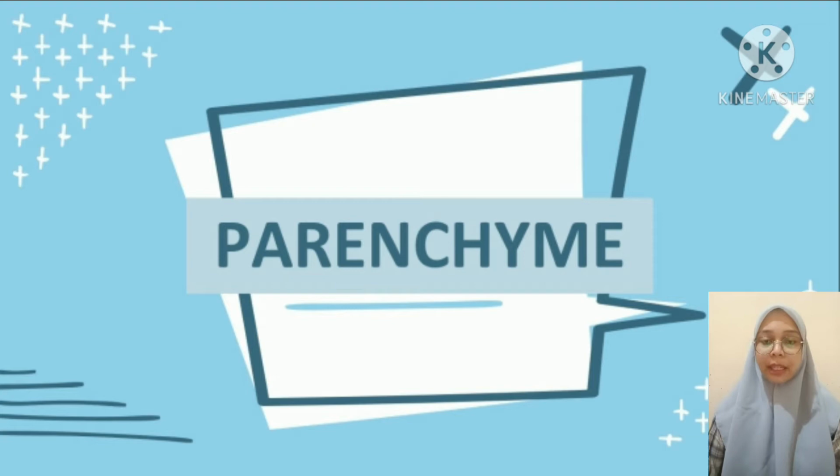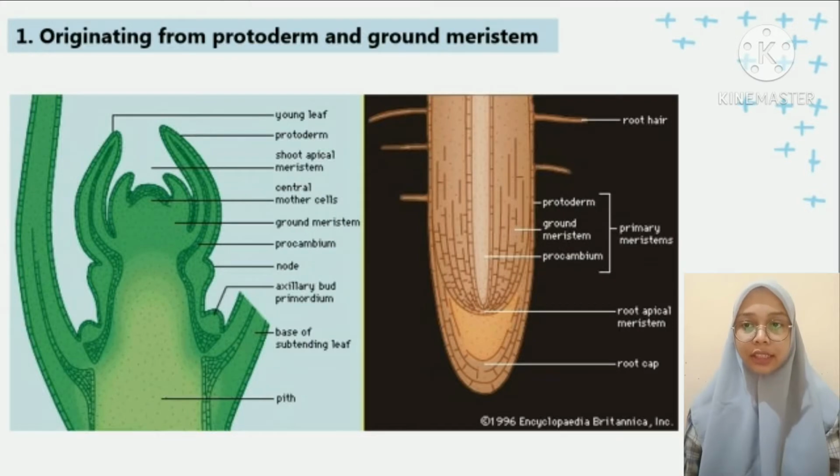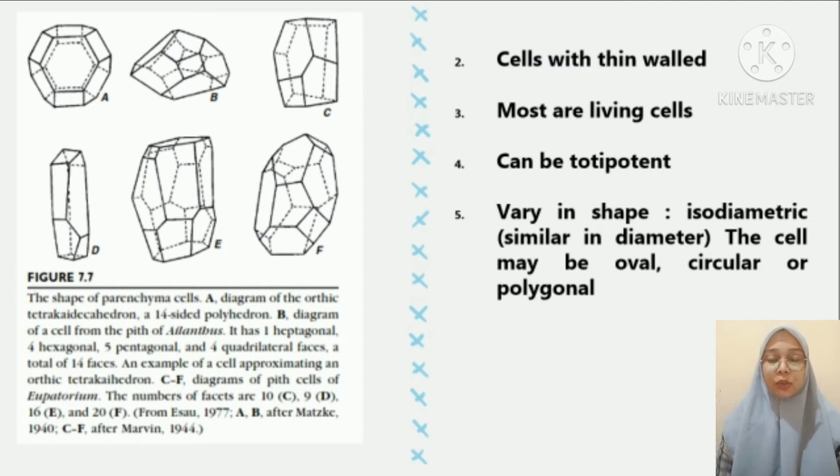What is parenchyma? Parenchyma tissue is basic tissue found throughout all plant organs. And then, parenchyma has several characteristics. First, originating from protoderm and ground meristem. Protoderm is on young leaf, and the ground meristem is on the root. Second, cells with thin wall. Third, most are living cells.